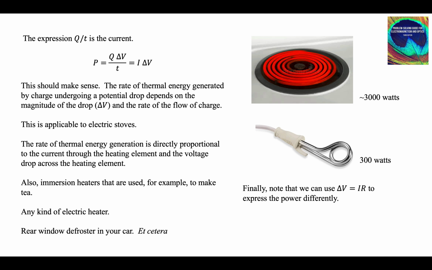The final note is that we can use V is equal to IR to express the power differently. It can be convenient to express the power a different way. So power is I delta V, but we can use V is equal to IR and substitute in IR for V, and that makes it I squared R. We can also substitute out the current and get the voltage squared divided by the resistance. That's Module 6. Get to work.